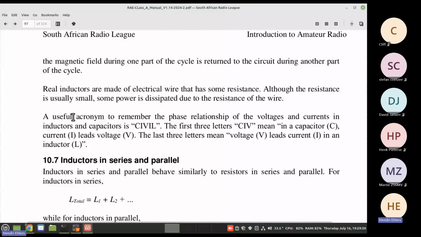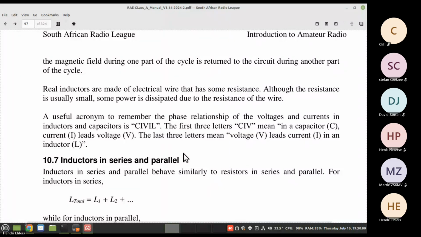A useful acronym, this is very handy, to remember the phase relationship of voltages and currents in inductors and capacitors is the word CIVIL. So with a capacitor, the current is before the volts, and with inductors, the voltage is before the current.